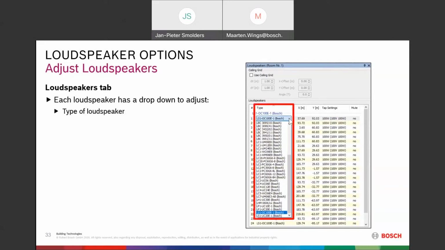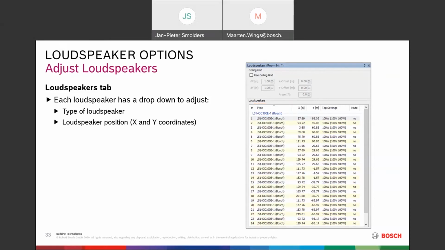loudspeakers, on top of this option here, you can click on it, and if I do that, you get a drop down, and then you can select also another loudspeaker. But if I choose another loudspeaker on this position, then it will only change this loudspeaker on that exact position.